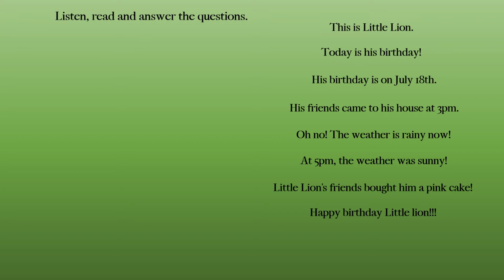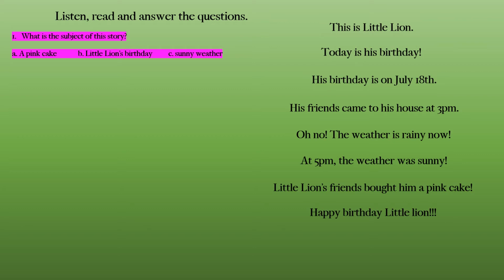Okay, question number 1. What is the subject of this story? Is it A, a pink cake, B, Little Lion's birthday, or C, sunny weather? Number 2. What is the date of his birthday? Is it A, July 18th, B, July 8th, or C, July 18th?